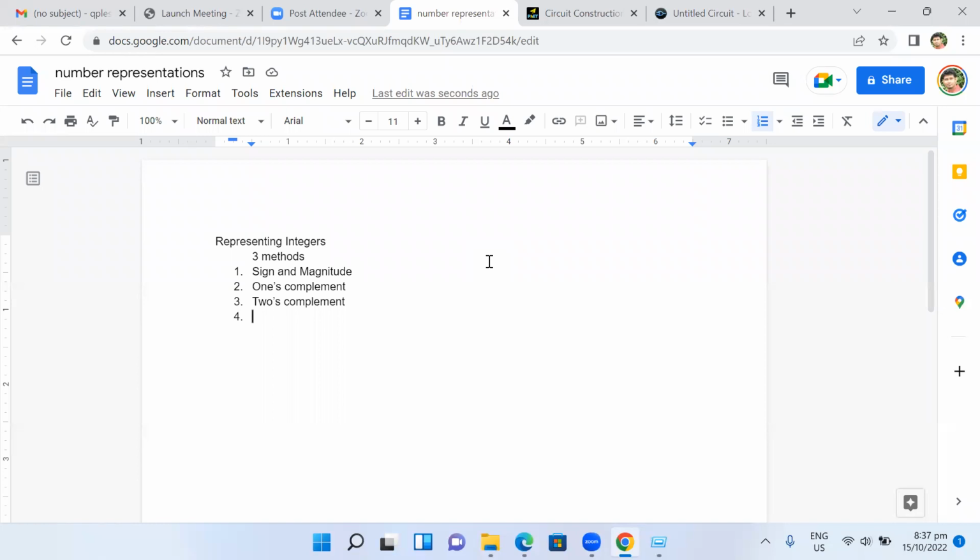So method number 1 is sign and magnitude. Method number 2 is one's complement, and the method number 3 is two's complement. These are the 3 ways or 3 methods that we have used to represent numbers.